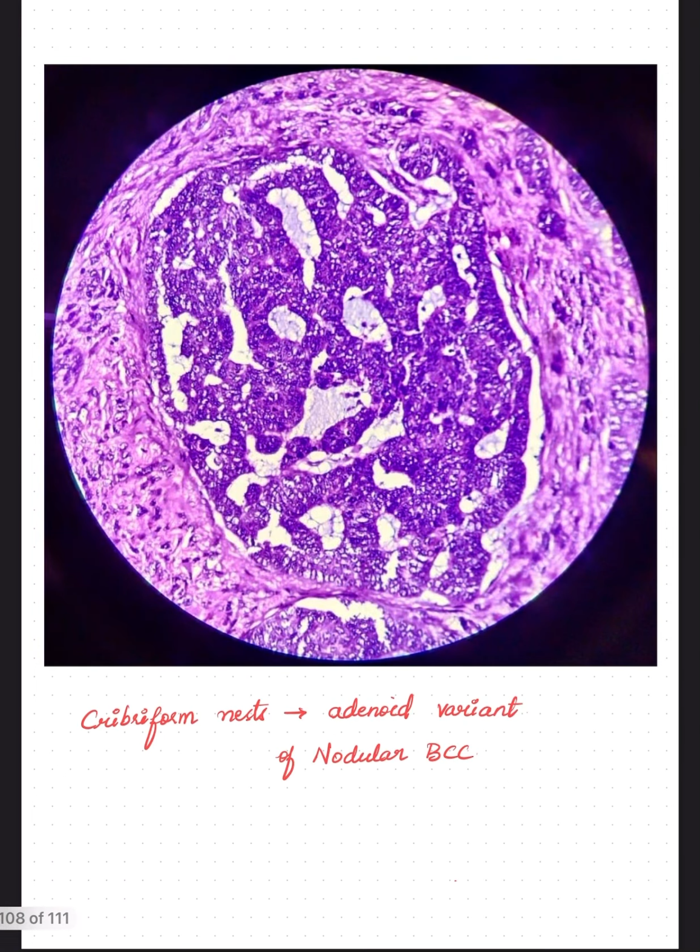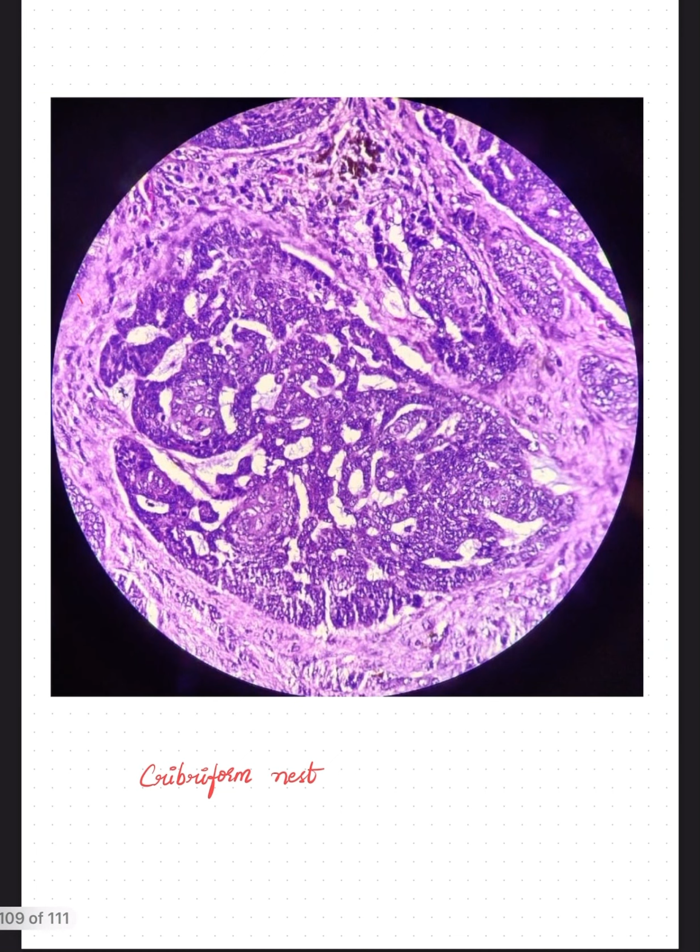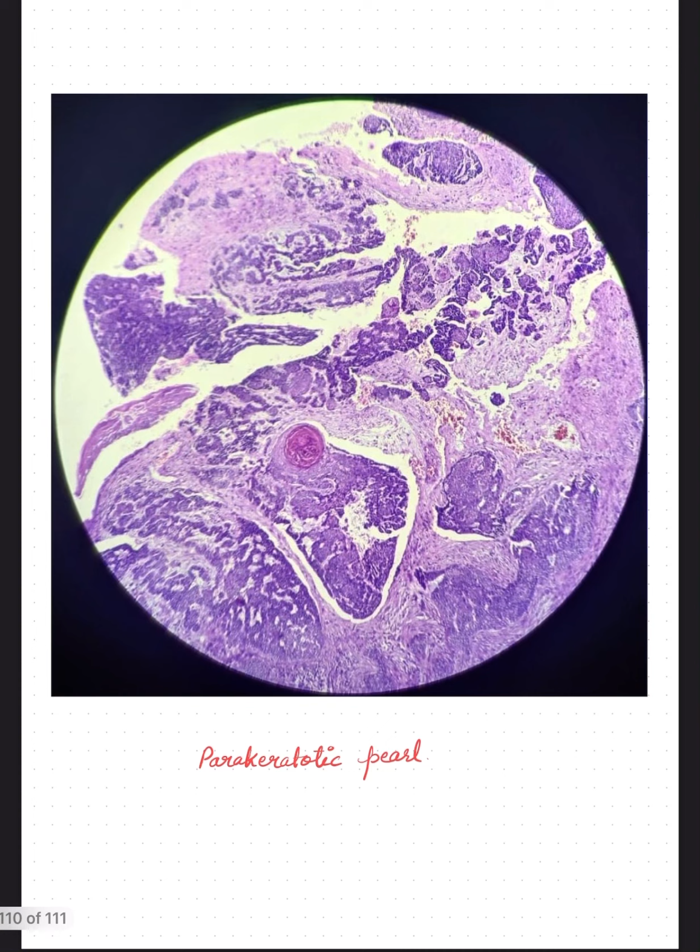Within one such nest, there is peripheral palisading, and within the nest you can appreciate a sieve-like pattern, which is the cribriform nest. It is characteristic of the adenoid variant of nodular BCC. This is another nest showing the cribriform pattern.